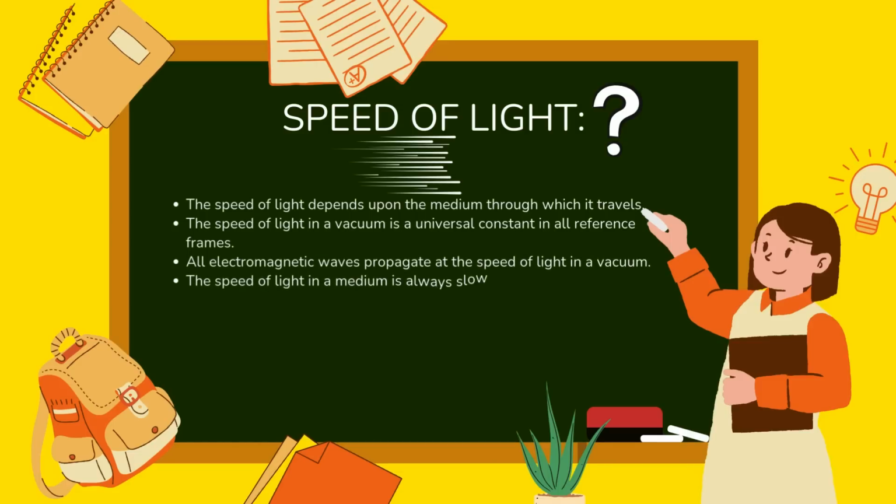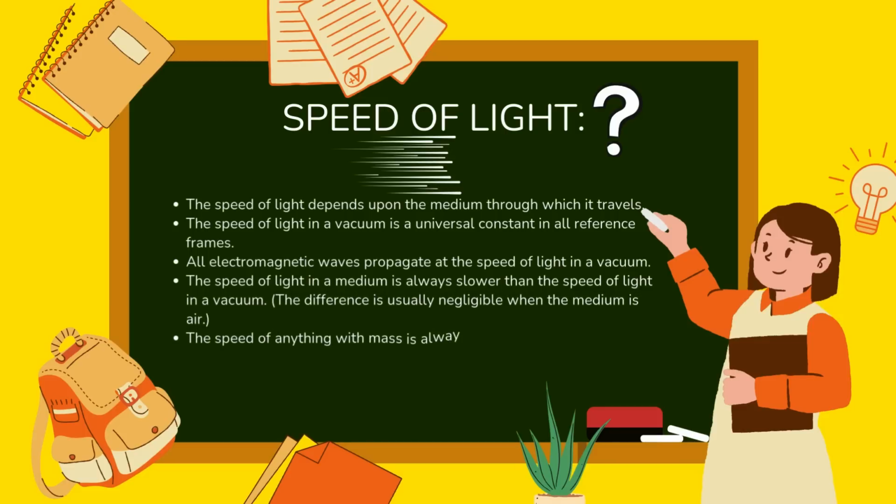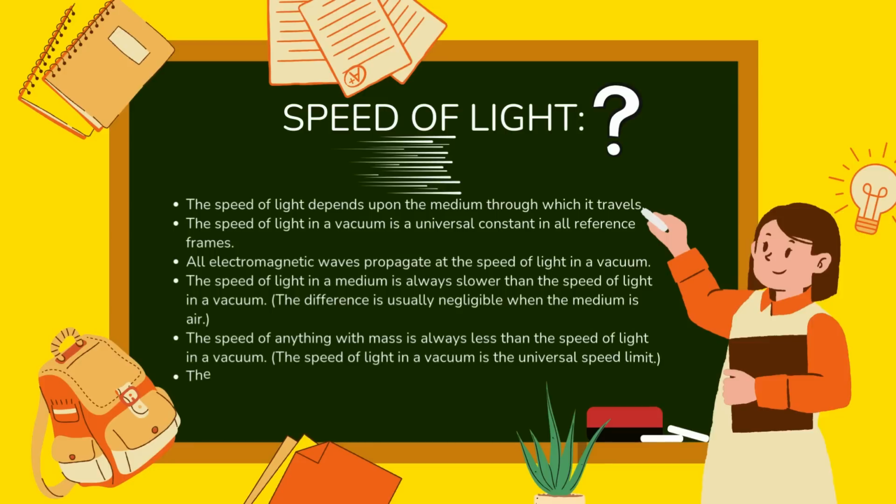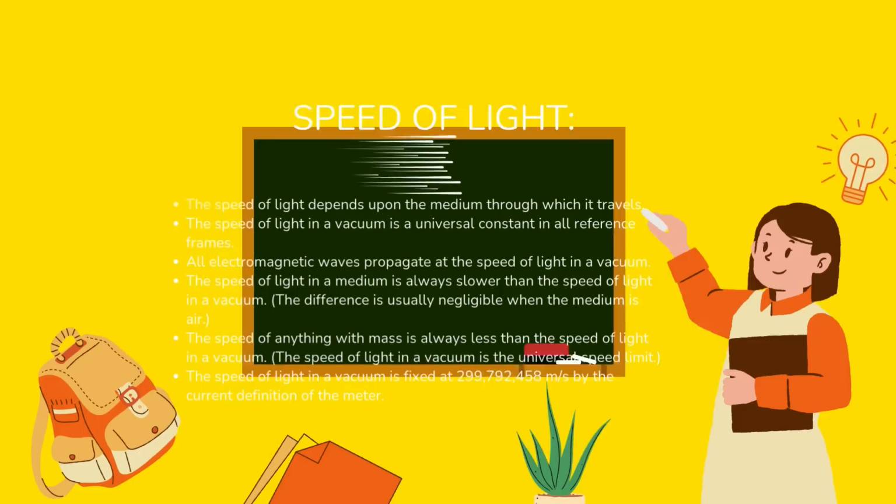All electromagnetic waves propagate at the speed of light in a vacuum. The speed of light in a medium is always slower than the speed of light in a vacuum. The difference is usually negligible when the medium is air. The speed of anything with mass is always less than the speed of light in a vacuum. The speed of light in a vacuum is the universal speed limit. It is fixed at 299,792,458 meters per second by the current definition of the meter.